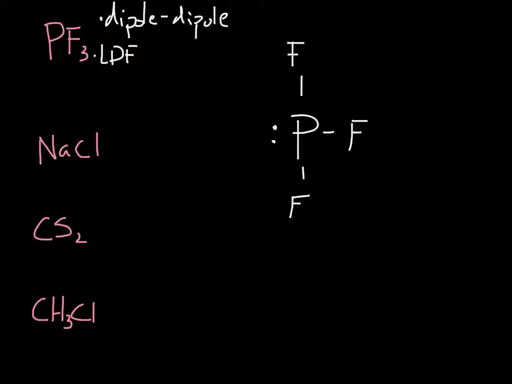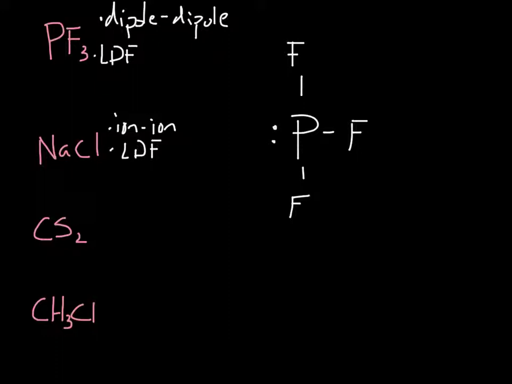Next is NaCl. Hey, that's a metal and a nonmetal, so we should recognize that as an ionic compound. Ionic compounds are going to have the strongest of intermolecular forces, which is the ion-ion intermolecular force. What else are they going to have? Yeah, London dispersion forces, because all molecules have London dispersion forces.